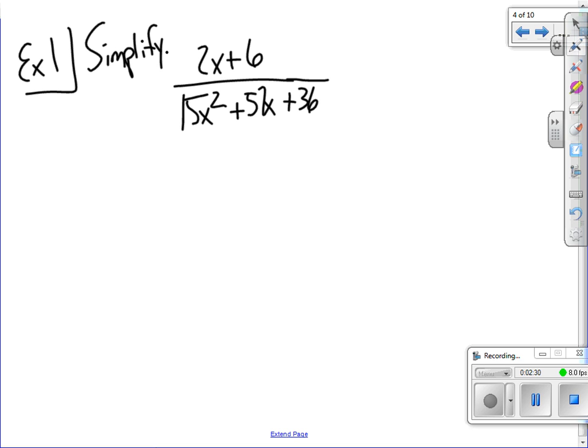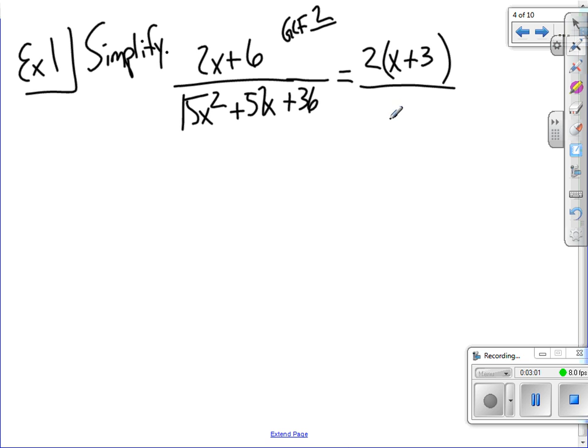The upstairs is going to factor how? Well, notice that it's not quadratic. It has an exponent of 1, not quadratic. So we can just try to pull something out of it. And what is our GCF of the top? GCF of the top is 2. Now, if I take that 2 out, what's going to be left? X plus 3, right? Because if I were to distribute this 2 back through, 2 times x, bam, 2x, 2 times 3, woohoo, 6.